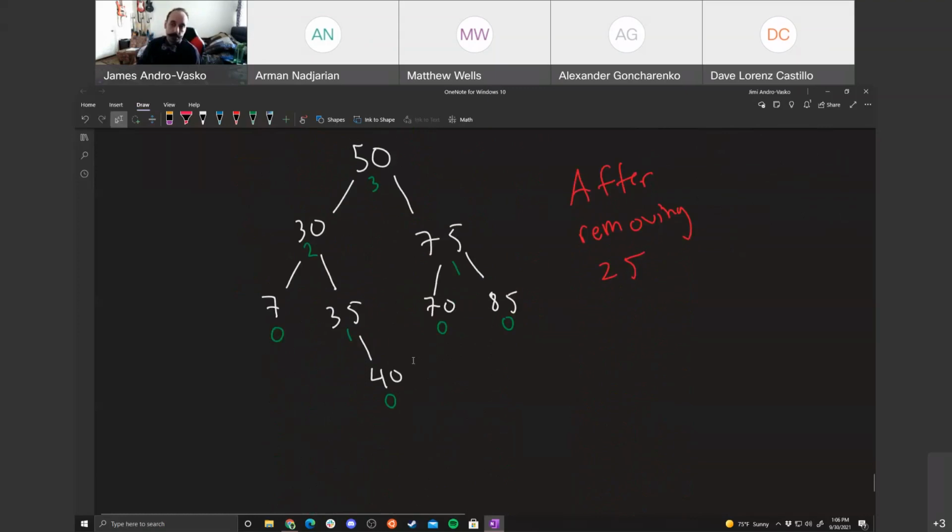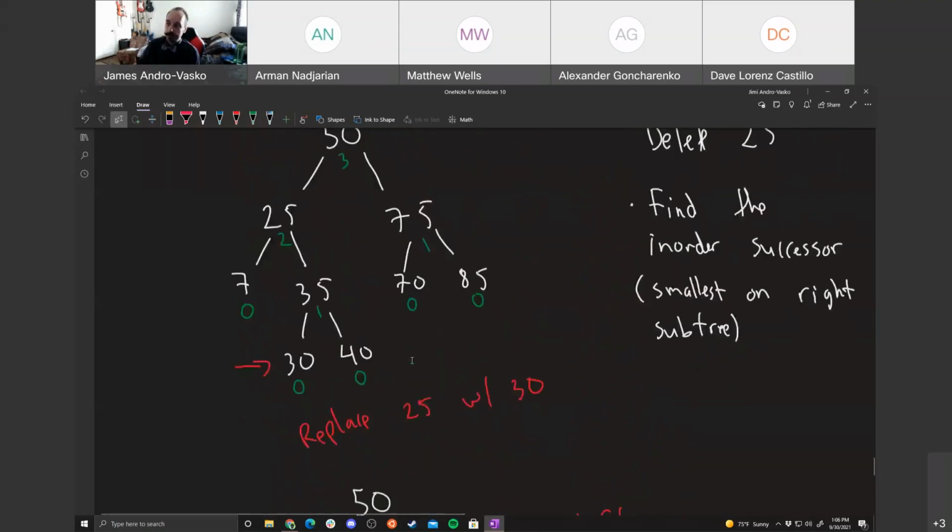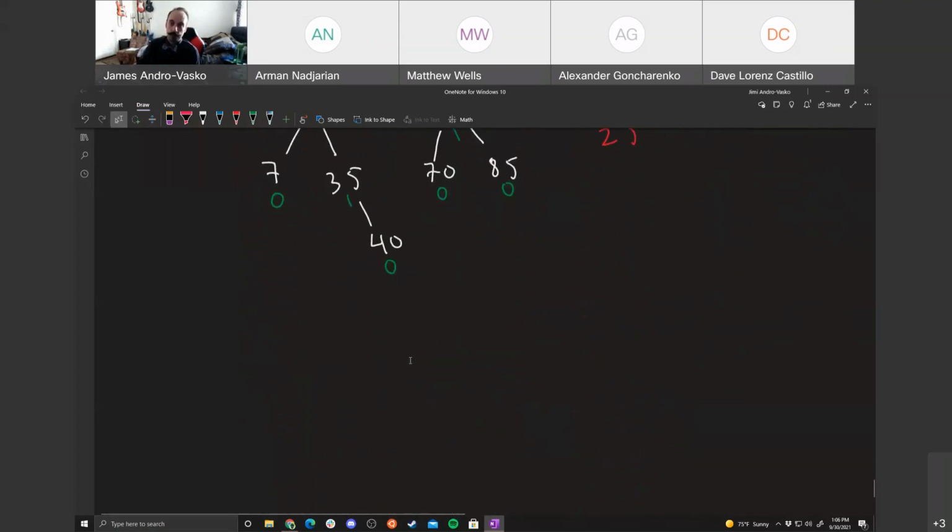Now let's go over the example of what if we want to remove 25 again, but this time we're going to use the in-order predecessor instead. Let's cover that example.